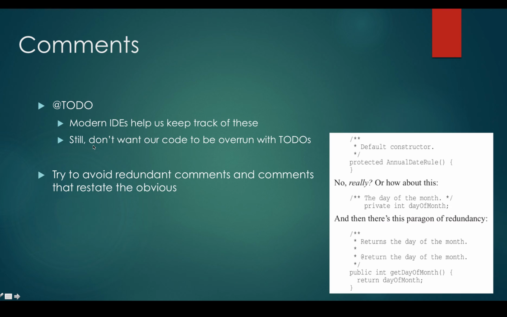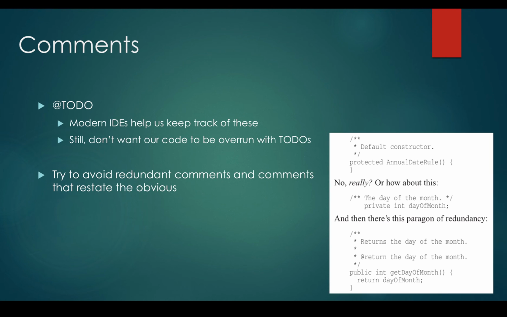If we have a function that's only 5 lines long and we have 17 to-dos in it, it adds a lot of cruft. It adds a lot of additional stuff to the application. So we want to be careful and leave to-dos that are appropriate and that overall help the development of the software. We want to try to avoid redundant comments and comments that restate the obvious.